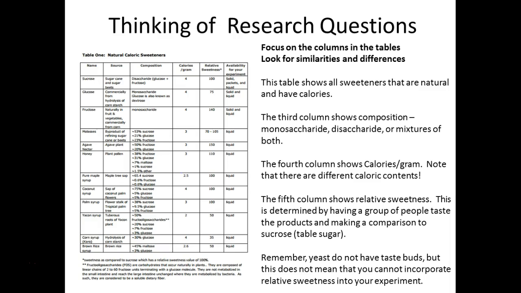The last column you're seeing here is the availability for your experiment. So each of these tables will show you, is this a solid? Can you get this in a liquid form, or is it in a packet form? Solids have to be compared to solids, liquids to liquids. So as you are choosing your products to use, make sure they are all of one type.